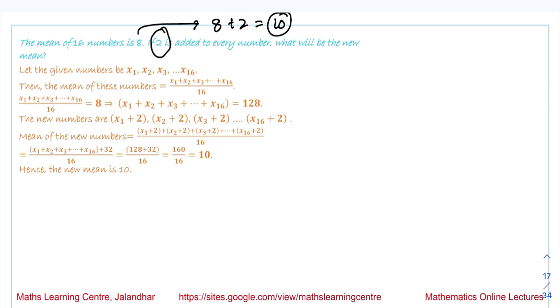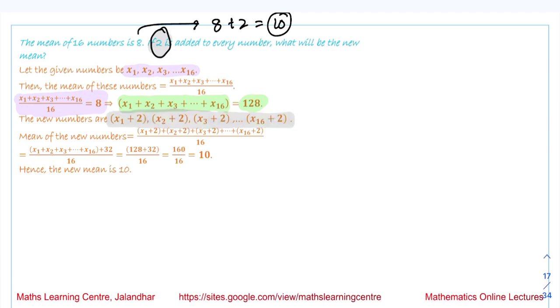We are saying the given numbers are x1 to x16. So the mean of these numbers means x1 plus x2 plus x3 up to x16 over 16. The value is given to be 8. So the sum of these numbers, x1 plus x2 plus x3 up to x16, we get is 128. Now next it is given that each number is increased by 2. So the new numbers are x1 plus 2, x2 plus 2, so on up to x16 plus 2. These are the new numbers we are talking about.